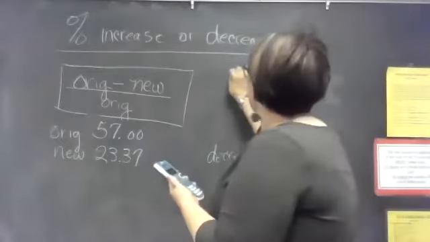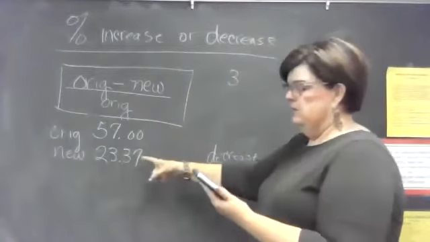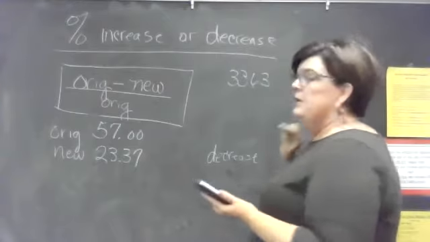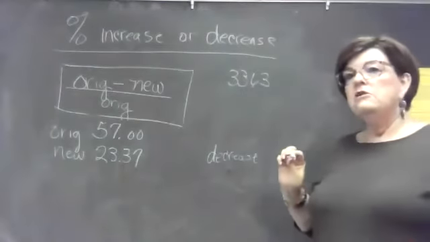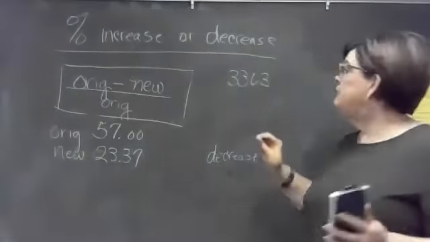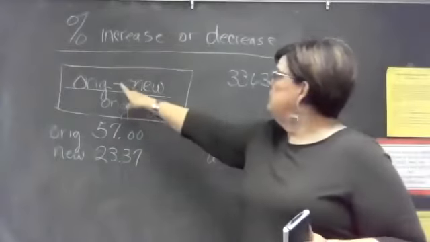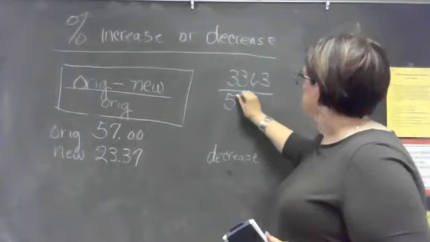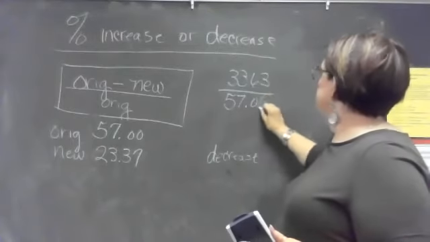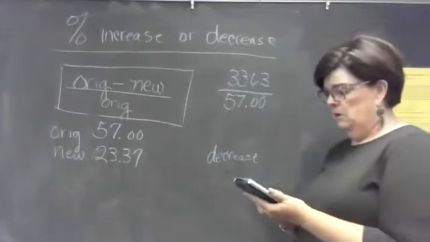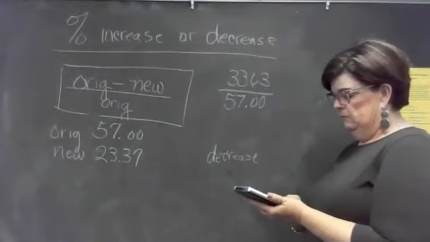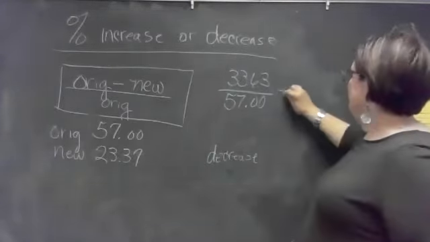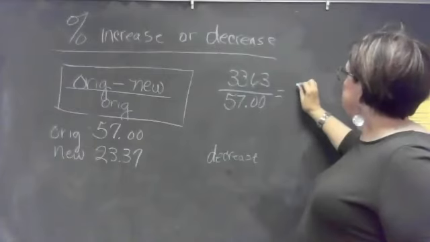Yes, you are correct. So the difference between these, when I subtracted this, 33.63, and what do I do with that difference? Divide by the 57, which is the original. Here's the formula. So I'm going to divide by the original. You can do 57 or you can do 57.00. 0.59. And it'll be 59%.